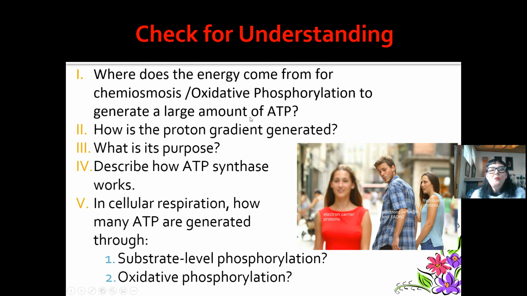Anyway, all right, here we go. Checks for understanding. Where does the energy come from for chemiosmosis, oxidative phosphorylation, to generate such a large amount of ATP? How is a proton gradient generated? What's its purpose? Describe how ATP synthase works. And then in cell respiration, how many ATP are generated through substrate level phosphorylation, and how many ATP are generated through oxidative phosphorylation?